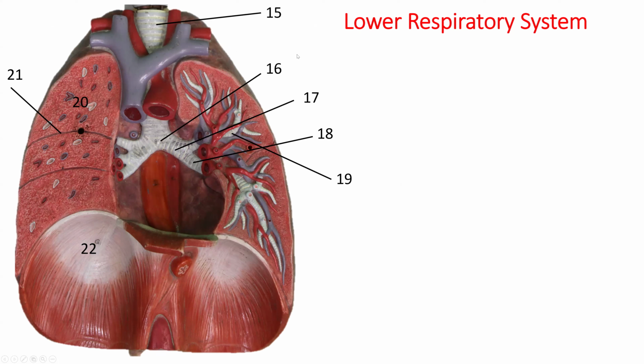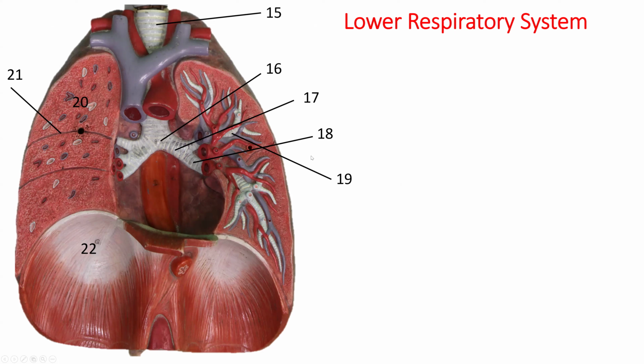Okay, 15, this tube with the cartilage rings. Trachea. Trachea. And then it comes down to a sort of triangular structure down here, number 16, where the bronchi branch off. What is that area called? Carina. Carina, C-A-R-I-N-A, good.